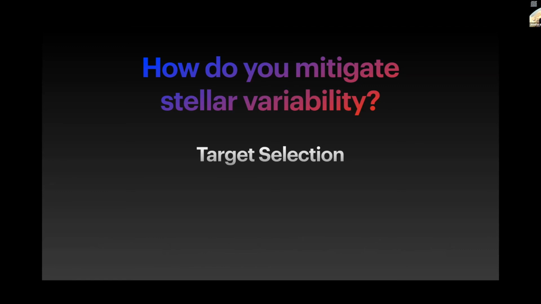So option one is kind of a cheat, if I'm honest. One of the easiest ways to mitigate stellar variability is to just not observe stars that are super active, because then you don't have to mitigate it. Now, there are a few different ways to do this if you're setting up a new survey.